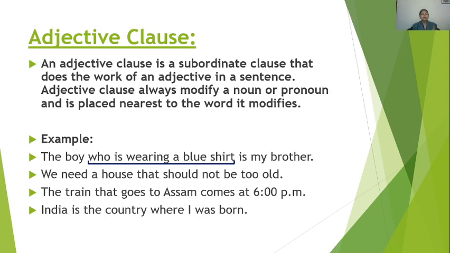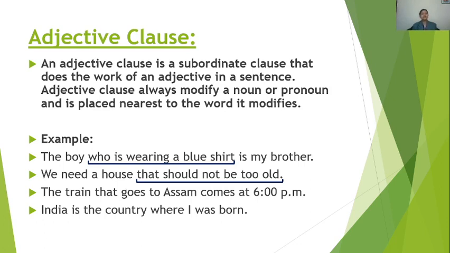Now second sentence is we need a house that should not be too old. Now here, what is the adjective clause in that? That should not be too old. Why? The first thing, that is referring to what? A house. We are talking about a house here. What should be the significance of that house? It should not be too old. So as this group of words that should not be too old is modifying a word, a house, that is why it is adjective clause.